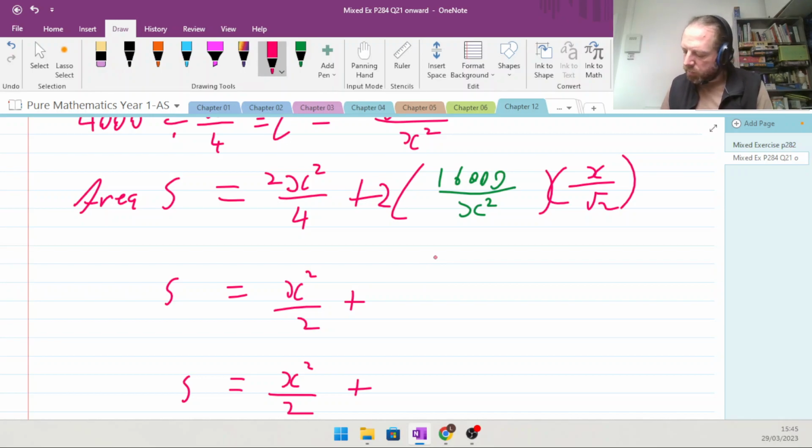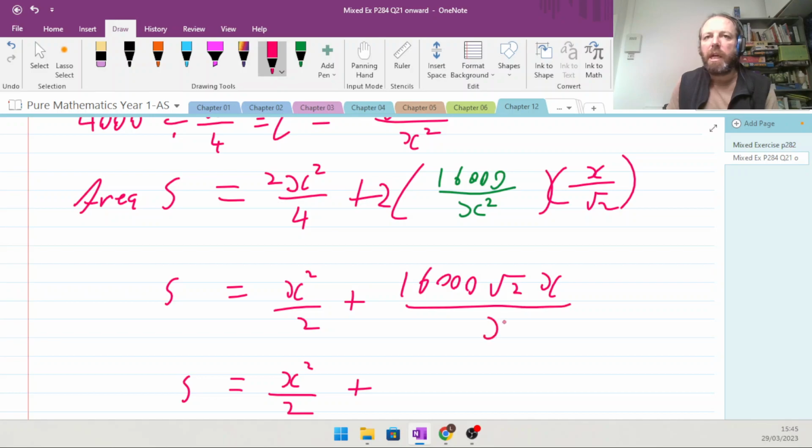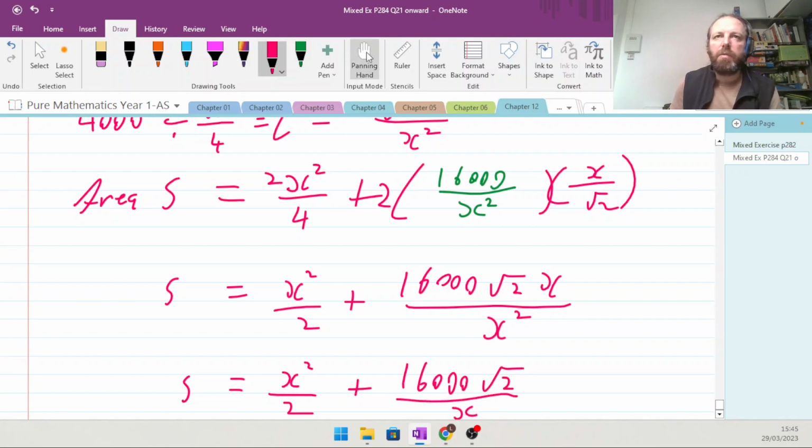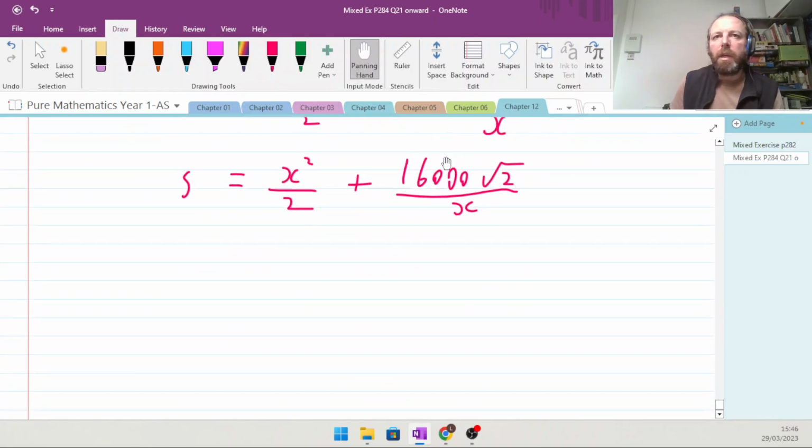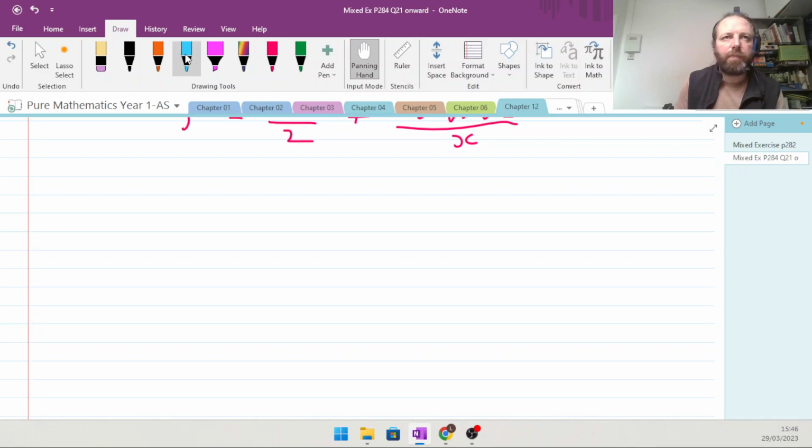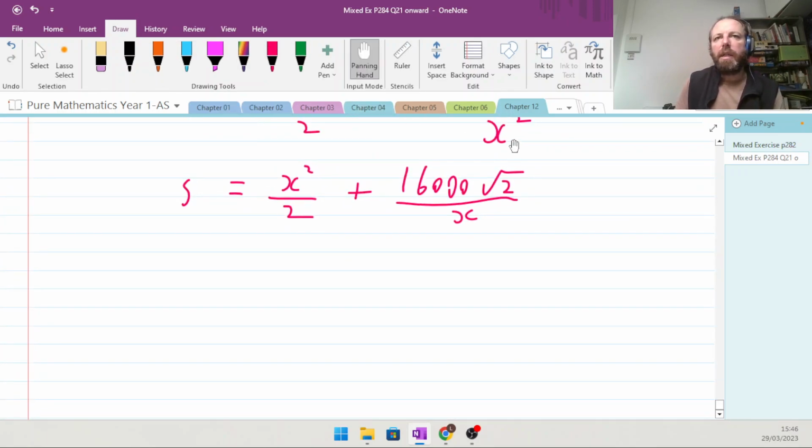Okay, so 2 divided by root 2 again is still root 2, so we end up with 16,000 root 2x over x squared, and that cancels an x there, 16,000 root 2 over x, which I believe is what they're looking for. So you can always find the answer if you keep looking. Use calculus to find the minimum value of s. Okay, so now we are looking to differentiate that. So that's x to the minus 1 on the end there.